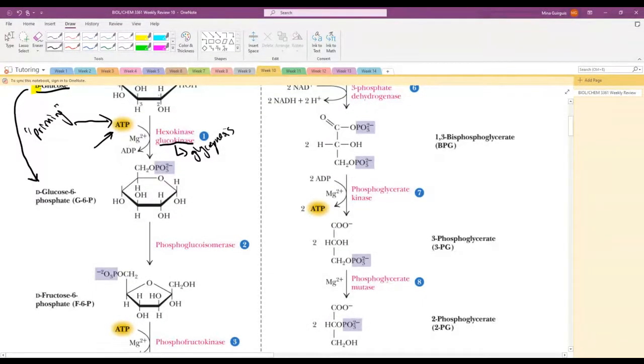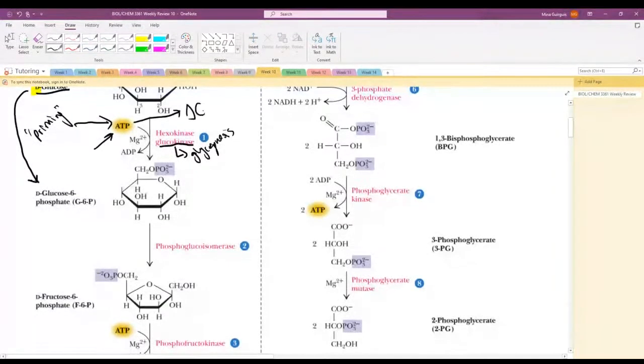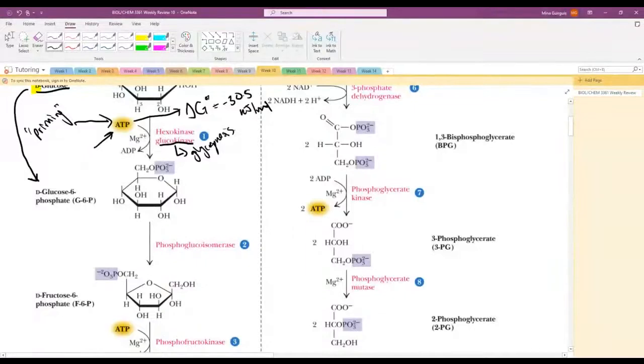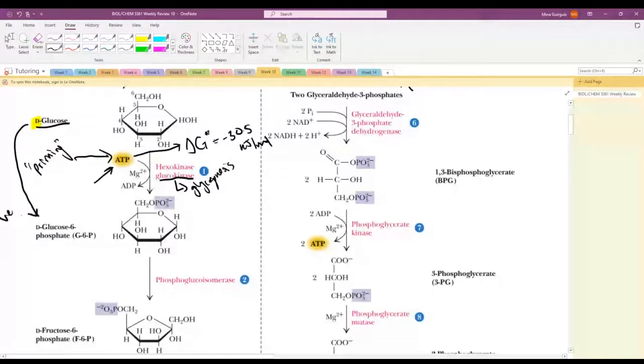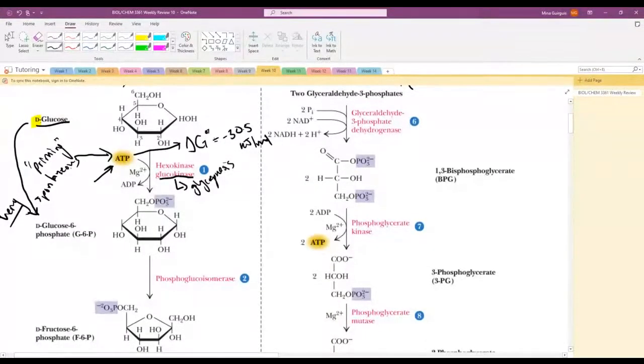Let's think about that for a moment. I told you all, it must have been week 5 or week 6, that ATP hydrolysis has a delta G naught prime of somewhere around negative 30.5 kilojoules per mole. No matter how non-spontaneous the substrate-level phosphorylation is, which would be inorganic phosphate plus glucose giving us glucose 6-phosphate, by coupling it to ATP hydrolysis we make this reaction very, very spontaneous. Okay, so why is spontaneity important?